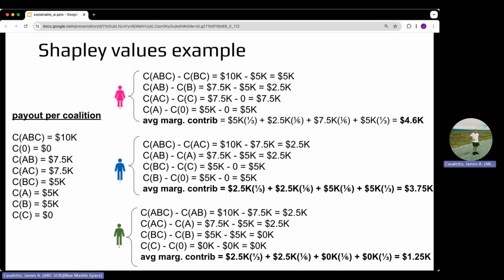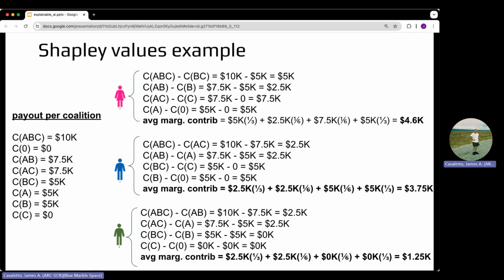So based on these calculations, we conclude that Alice is the most valuable player, followed by Bob, and Charlie is the least valuable player averaged over all possible coalitions of players. These weighted average marginal contributions are the Shapley values. The higher the Shapley value, the more valuable the player is in the competition.